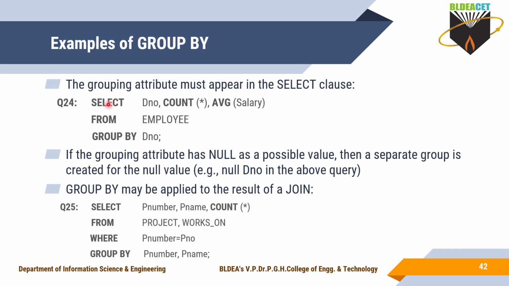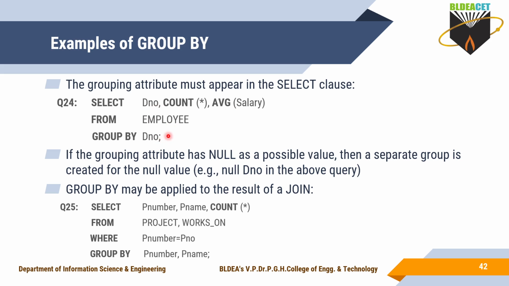This is one example for group by. The grouping attribute must appear in the select clause here. Whichever attribute you want to group by must also be specified in the select clause. If it appears in the select clause, the same attribute is used in the group by clause. Select DNO, count star, average salary from employee, group by DNO.